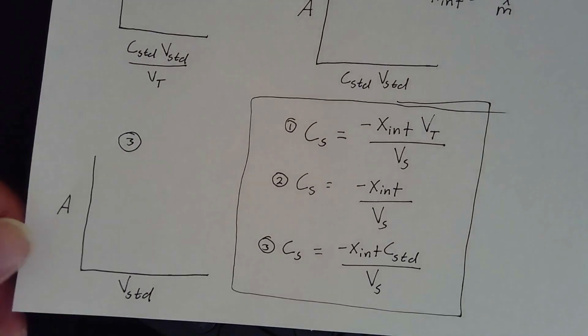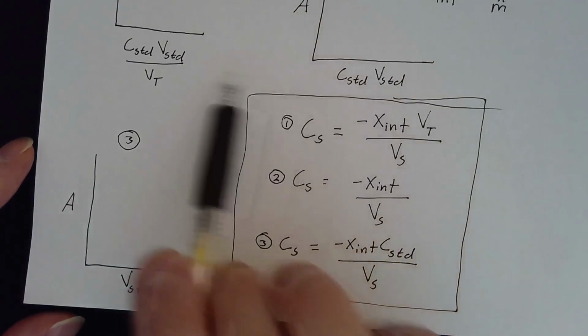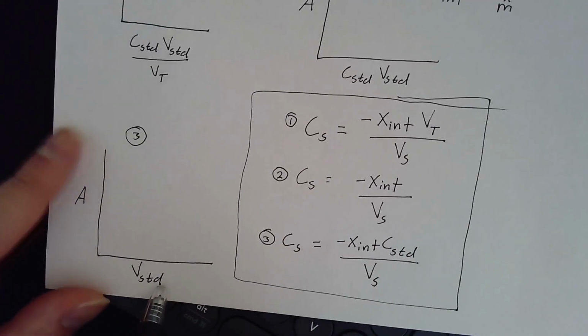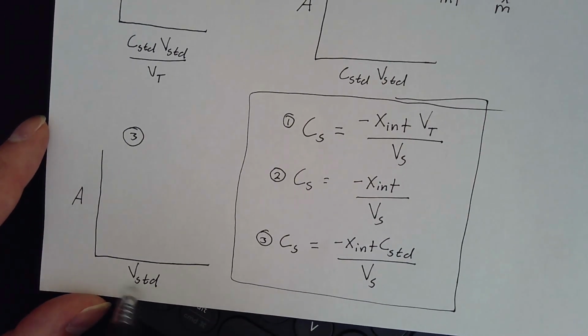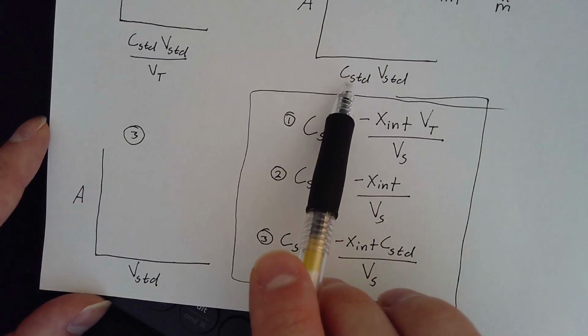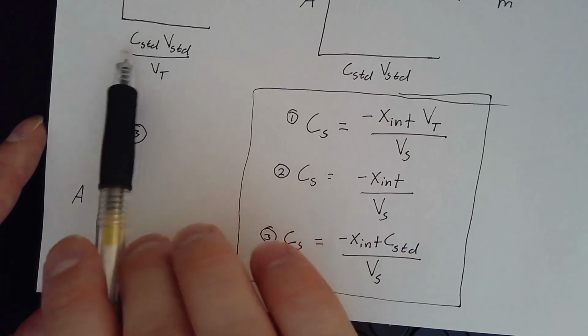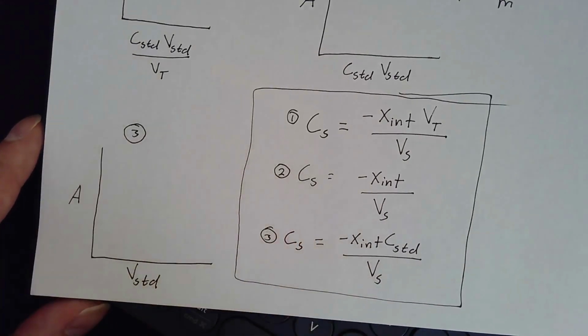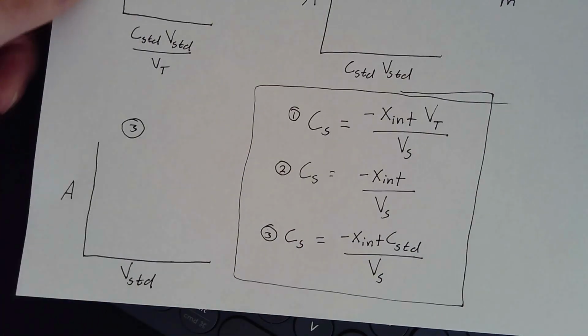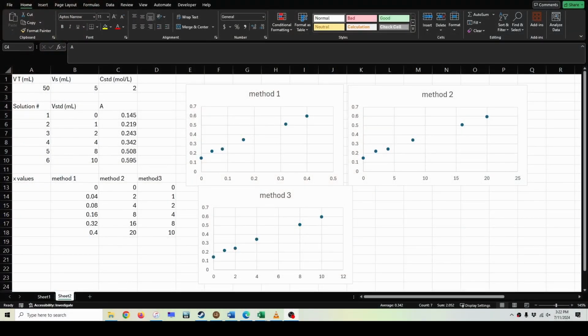since if we look at what we did for our graph, we have volume of standard solution there in all three of those. And the only thing that's different is this is just volume of standard solution, but these ones have been multiplied by concentration of standard. These ones have been multiplied by the ratio of concentration of standard to total volume of the solution. So there really is just some scaling going on there. So that shouldn't be too surprising.